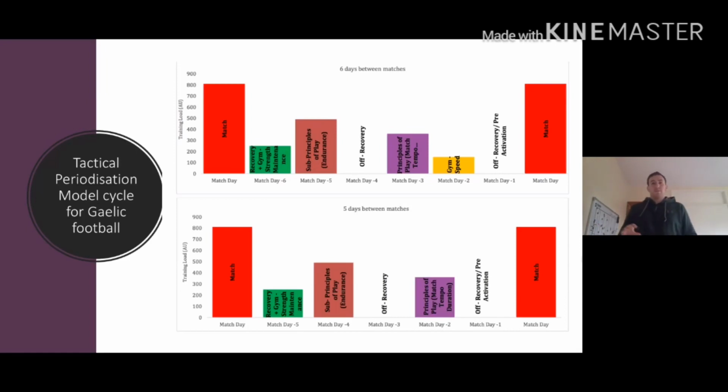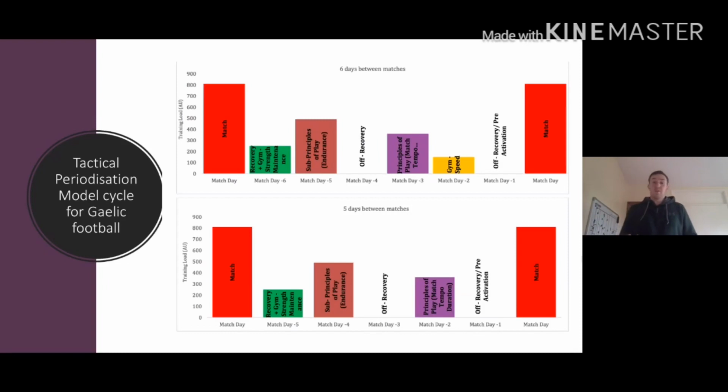Because the players are amateur, particularly if it's inter-county level, we don't want them to have to travel to training a lot of times. So we have 3 contact days per week rather than the 5 in soccer. We can change this down to 2 contact days at club level if you want. The second gym session would be supervised in county, but club players could do that individually. After our recovery day, we'd work on the sub-principles of play, working in smaller groups and developing our endurance.